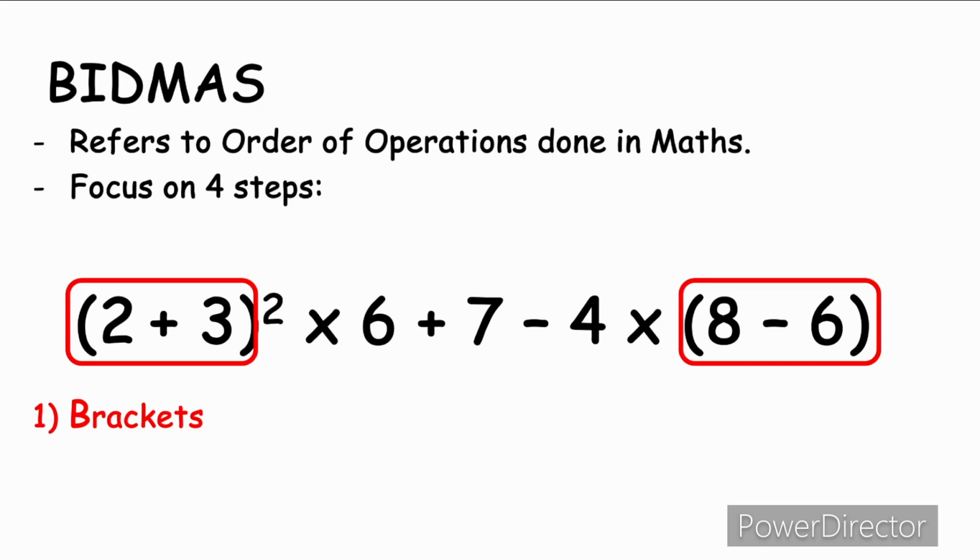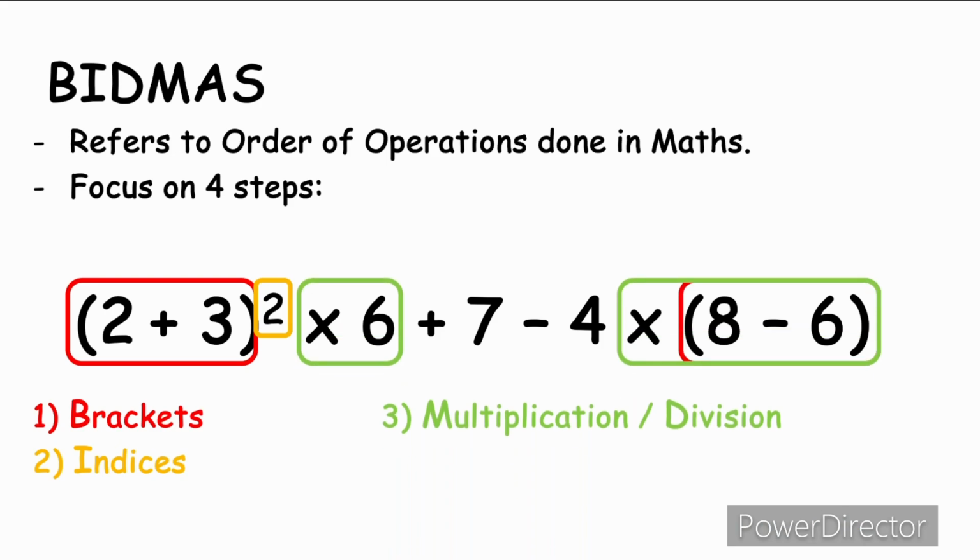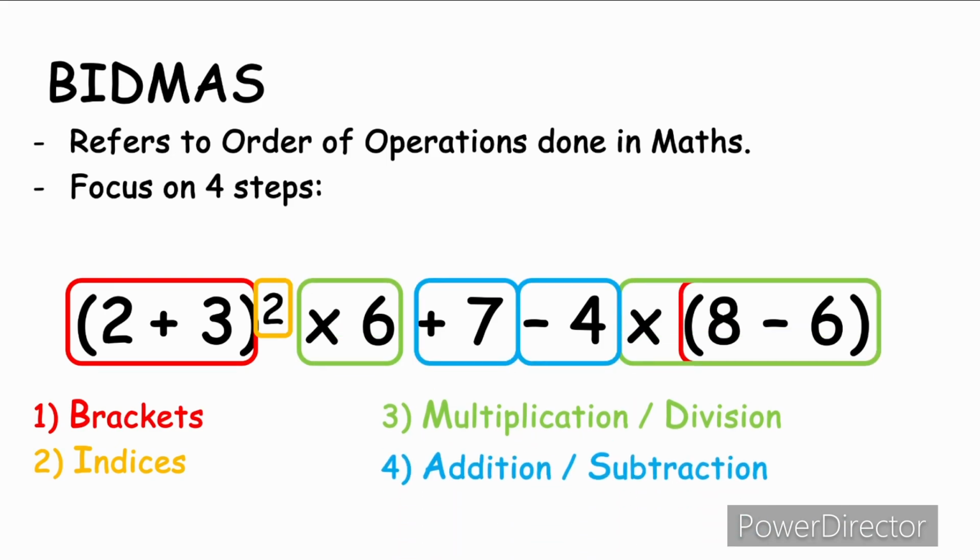But obviously, the operations in brackets still have to follow the rules of BIDMAS, which takes us to the next step, indices, which includes that small number you see on the top right corner of a number that we will talk about in future videos. Afterwards, we move on to multiplication and division, which we will do at the same time. And finally, you should end up with numbers that only have an operation of either addition or subtraction, which we can then combine to get the final answer.